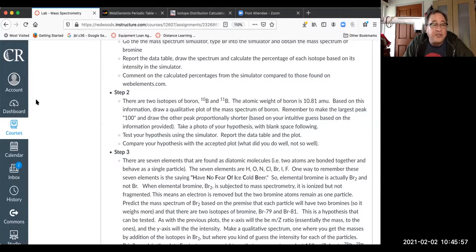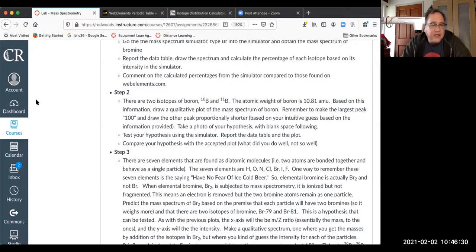Remember to make the largest peak 100 and draw the other peak proportionally shorter based on your intuitive guess based on the information provided. Take a photo of your hypothesis. So this is something you got to do with blank space following. You're going to submit that as one of your photos. So here's what I want you to think about. This is to help you out.